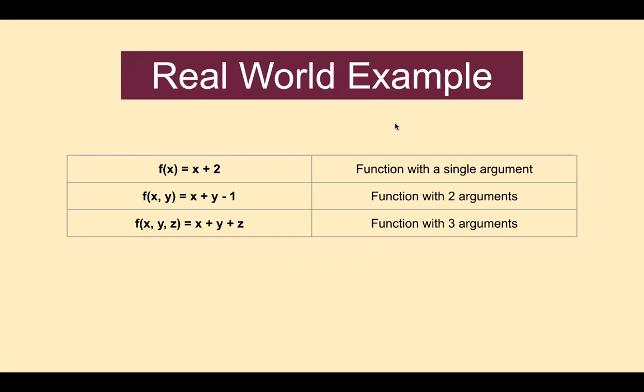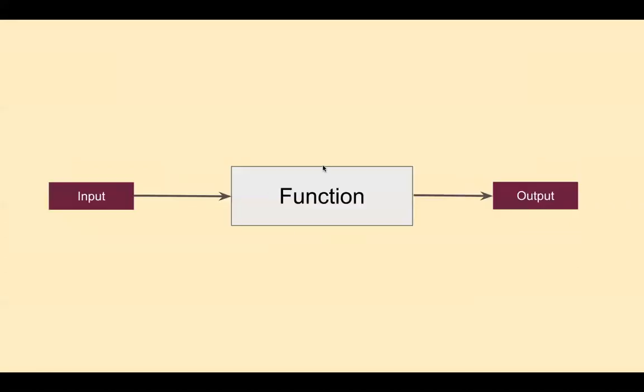The real world examples of that were f of x is equal to x plus 2, f of x comma y is equal to x plus y minus 1, f of x y z is equal to x plus y plus z. So these are functions with a single argument, 2 arguments, and 3 arguments. Now, a function generally takes an input and gives out an output.